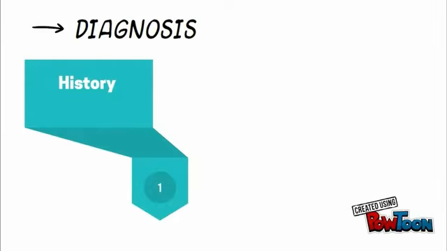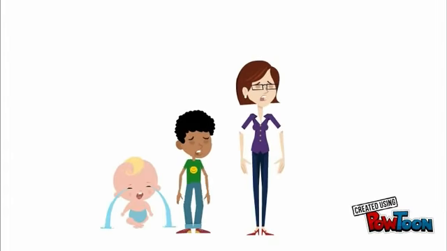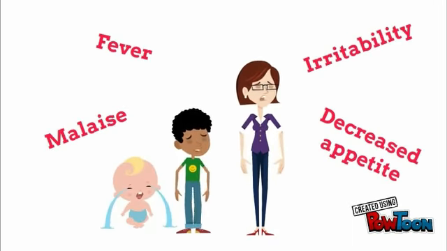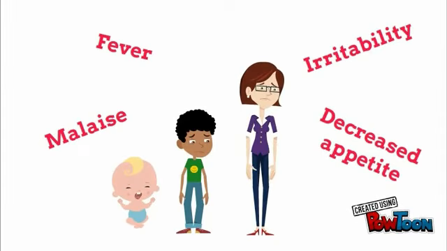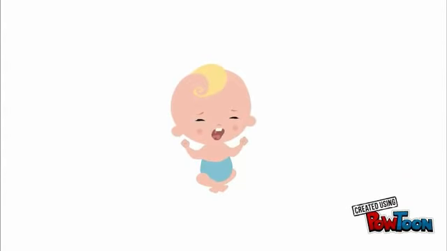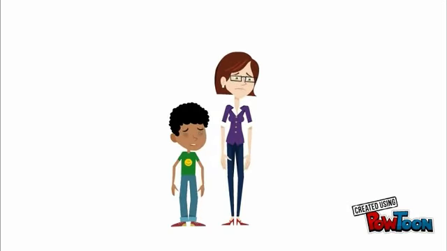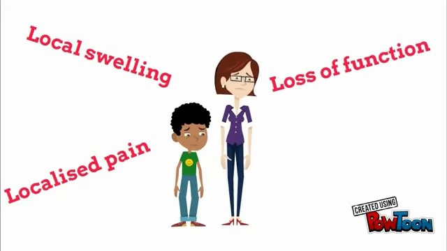As always, in order to diagnose osteomyelitis, it is important to take a detailed history, do a thorough examination, and conduct relevant investigations. In general, initial symptoms of osteomyelitis in all age groups are nonspecific, such as malaise, mild fever, irritability, and decreased appetite. However, as the infection progresses, symptoms become more localized. These symptoms vary within age groups depending on the specific characteristics of the developing bone. Younger infants tend to present with symptoms of irritability, vomiting, swelling, and pseudoparalysis. In comparison, older children, adolescents, and adults complain of localized pain and swelling of the affected area, often accompanied by loss of function of the limb.